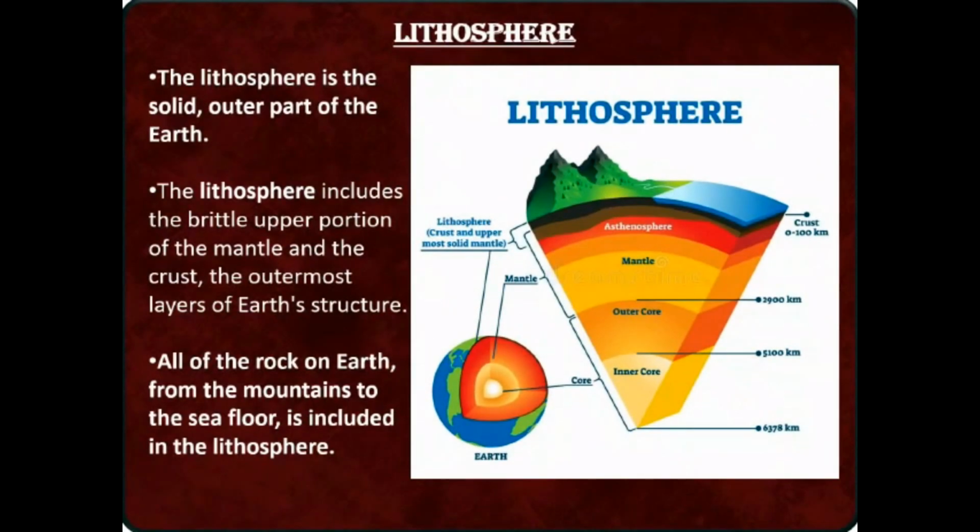Now, students, we will understand the concept of lithosphere. Lithosphere is derived from the Greek word lithos, which means rock. So, what is lithosphere, students? It is a rigid outer part of the earth consisting of the crust and the upper part of the mantle. You can see in the picture indicating the lithosphere, right? All of the rock on the earth from the mountains to the sea floor is included in the lithosphere.